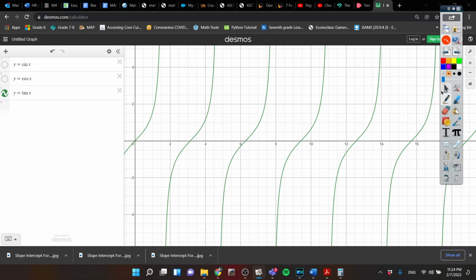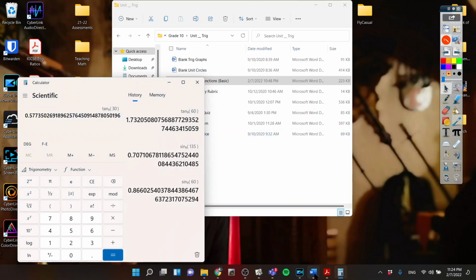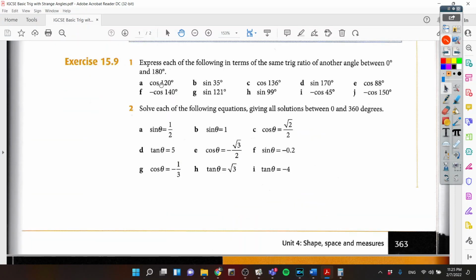Now let's talk about the way we're going to use these ideas. So I want to look at the other assignment for today. Great. Let's talk through a couple of these. We've got cosine of 120. So I guess I'll try to color code. Cosine of 120. And we want to express each of the following in terms of the same trig ratio. So we want the same trig ratio. The cosine of 120 has to be equal, but a different angle, another angle between 0 and 180.